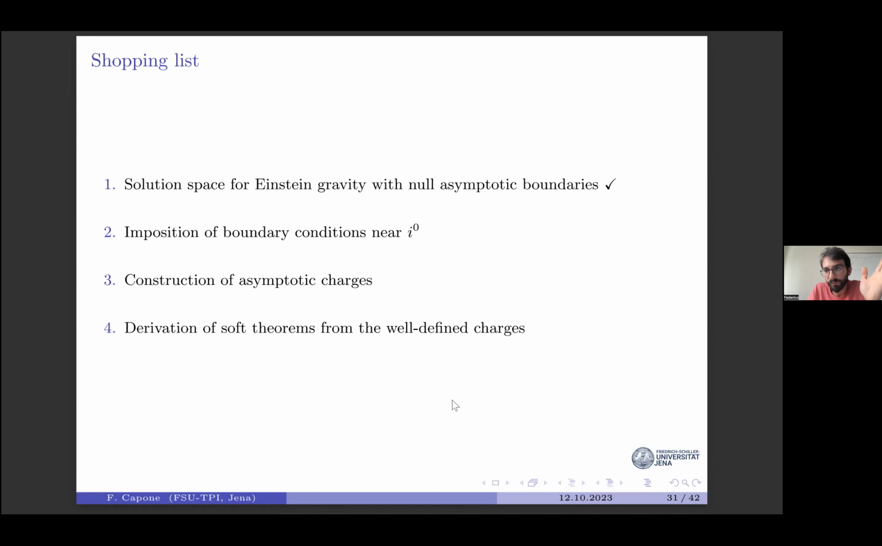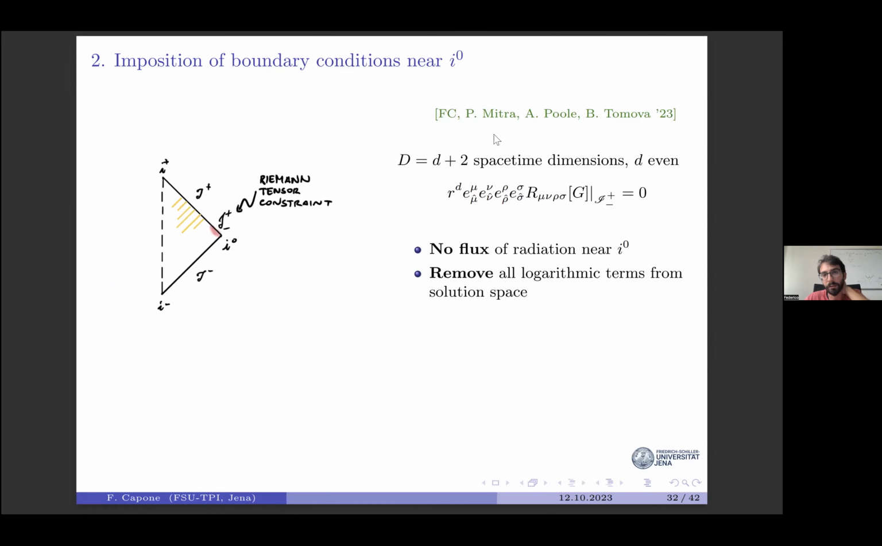So what we've done so far is to have analyzed the first point of this checklist. We have defined a solution space for Einstein gravity, and now we move to imposing boundary conditions near I0. And now I will follow the recent paper in which we work in even dimensions. We imposed the boundary conditions near space-like infinity to be of the form of a constraint on the Riemann tensor, which automatically implied that there is no flux of radiation in this region near space-like infinity.